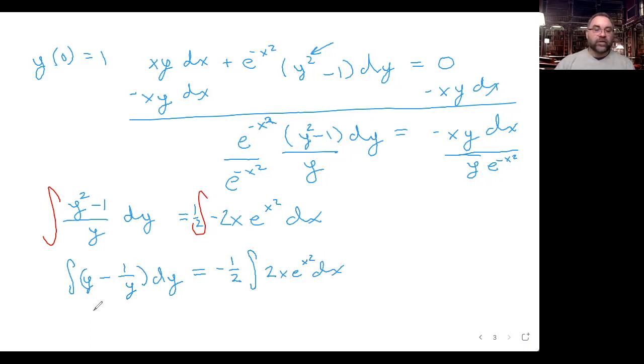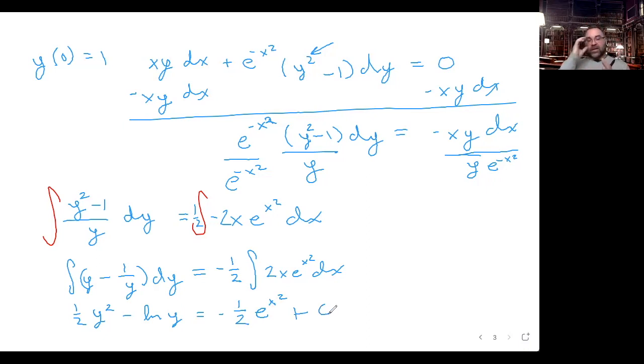Well, of course, this is 1/2 y squared minus, this is natural log of y. And this is negative 1/2 e to the u plus our constant of integration.